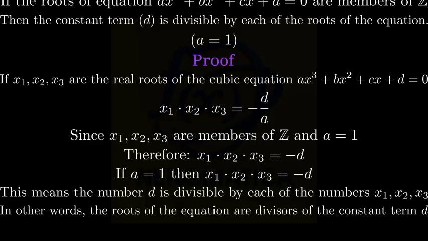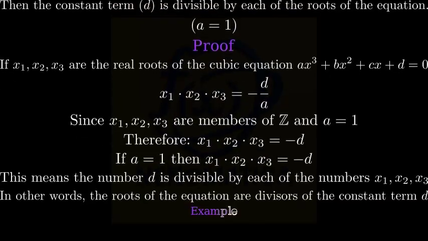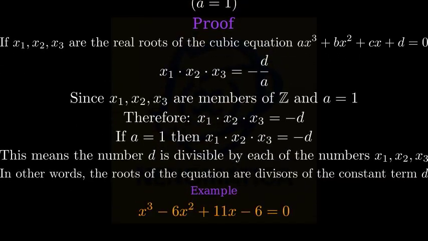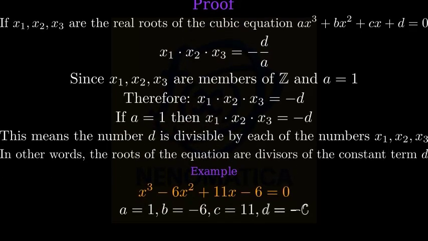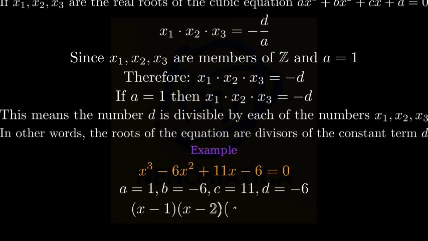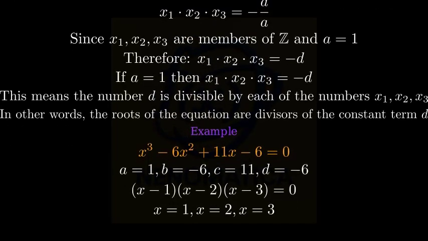Let's illustrate this with a simple example. Suppose we have the cubic equation x cubed minus 6x squared plus 11x minus 6 equals 0. Here, a equals 1, b equals negative 6, c equals 11, and d equals negative 6. The equation can be factorized as (x minus 1)(x minus 2)(x minus 3) equals 0. So the roots are x equals 1, x equals 2, and x equals 3.